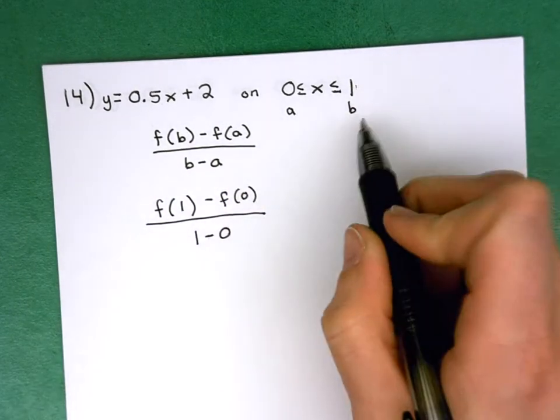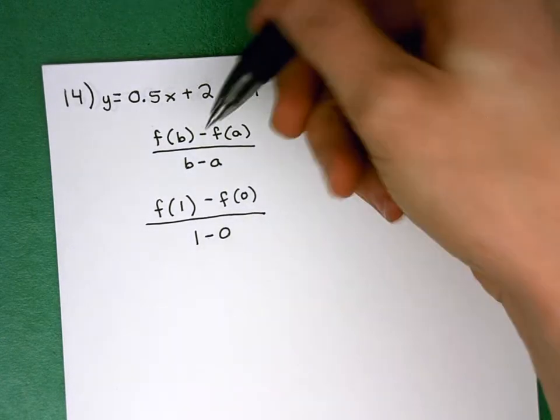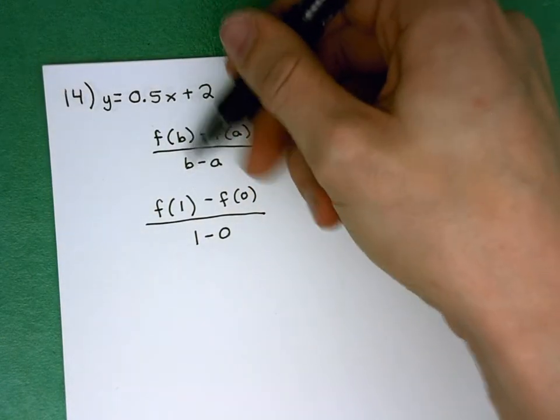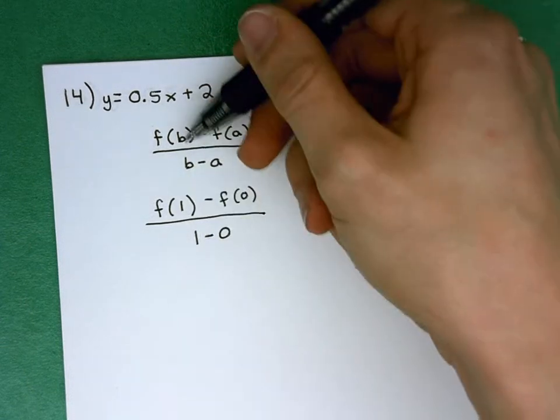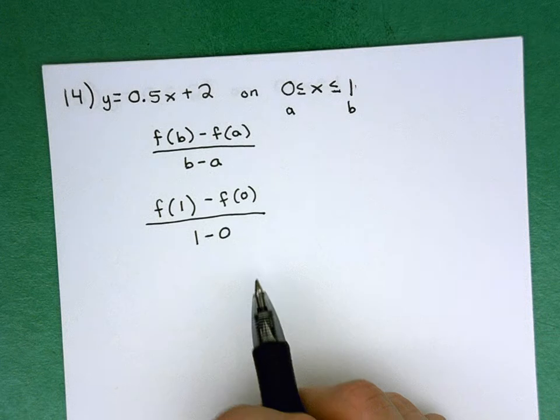And we talked in class that it actually doesn't matter which one you call your b and your a. Just make sure that they still stay lined up. If my 0 is my b, then it should be 0 over 0. If my 1 is my b, it should be 1 over 1. And same with the a.